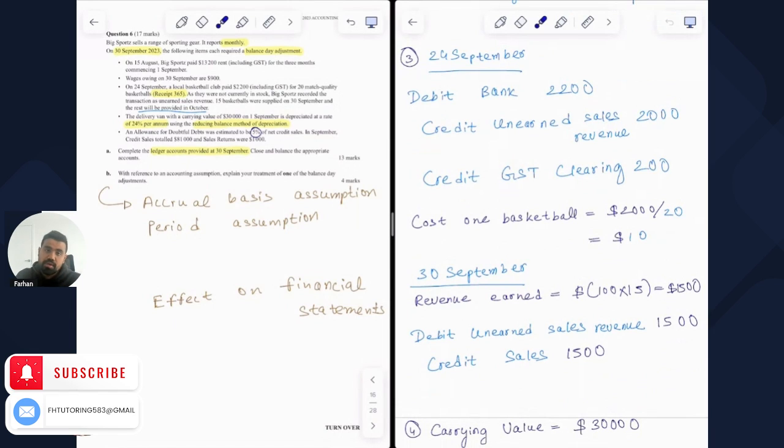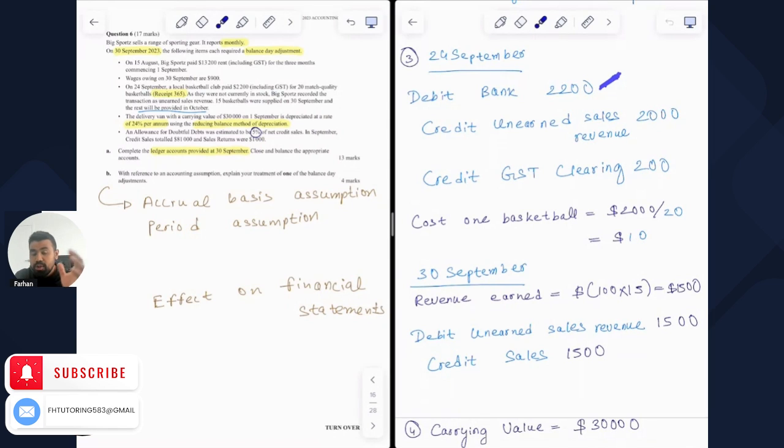So we have the business, Big Sports, right? And on 24th of September, a basketball club paid us $2,200 for balls that we will supply to them sooner or later after 24th September. So when we receive this money initially, we have to debit our bank balance by 2,200 to reflect that assets are going up or that money has come in. And at the same time, we know that we didn't really have any basketballs in stock, but we are supposed to supply all these basketballs at a later point in time.